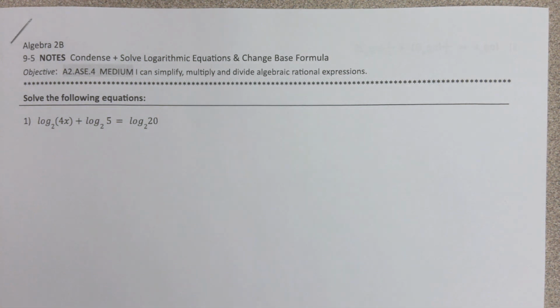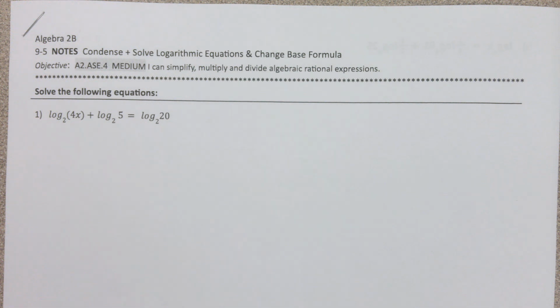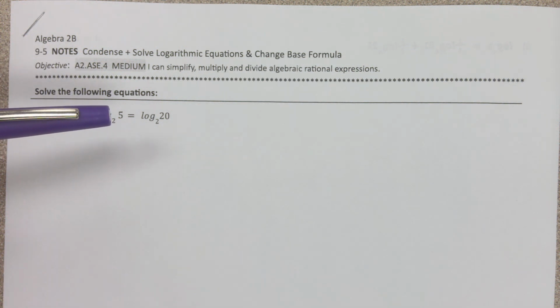Today we are talking about 9.5, more equations. And just like before, we're going to focus on labeling the equations before we start. Again, when we add more equation types in there, it makes it more complicated to tell them apart when they're all mixed together. Number 1, log base 2 of 4x plus log base 2 of 5 equals log base 2 of 20.